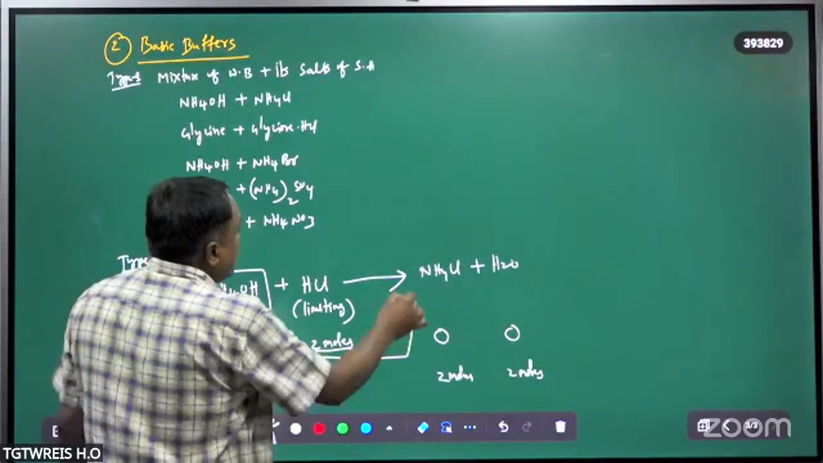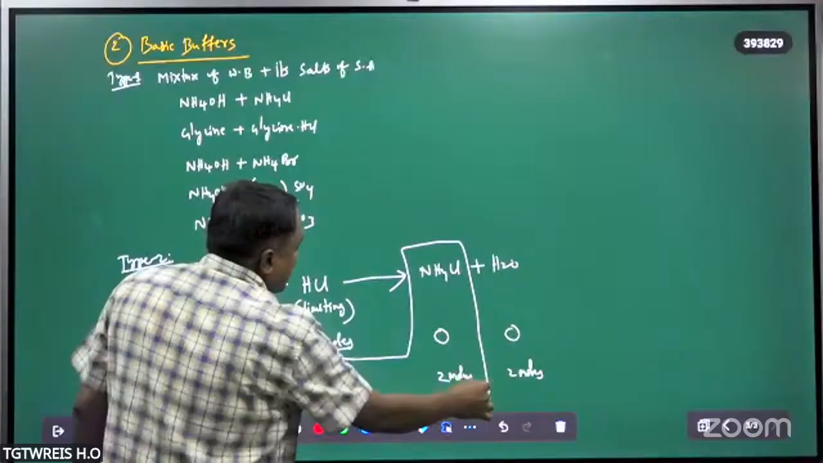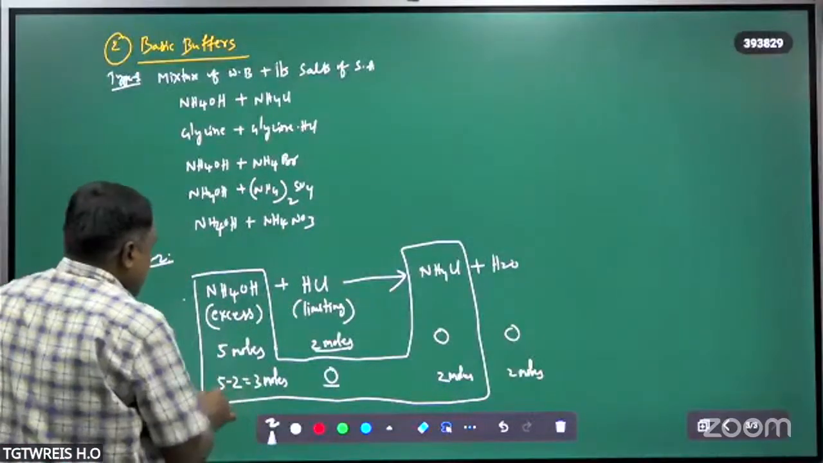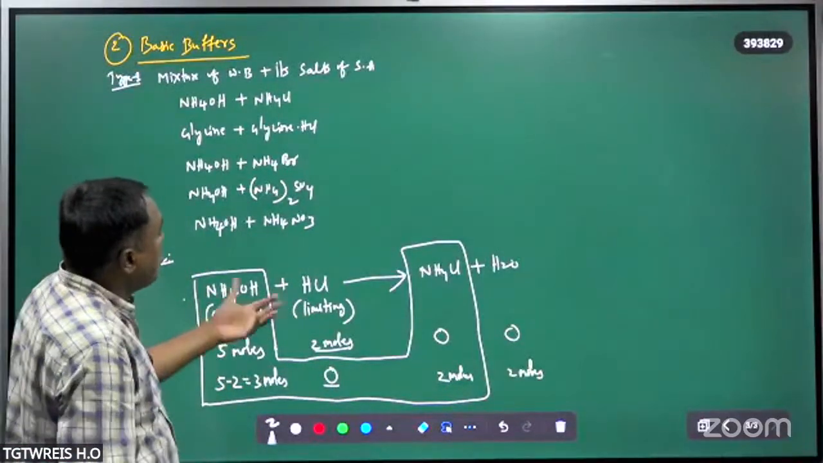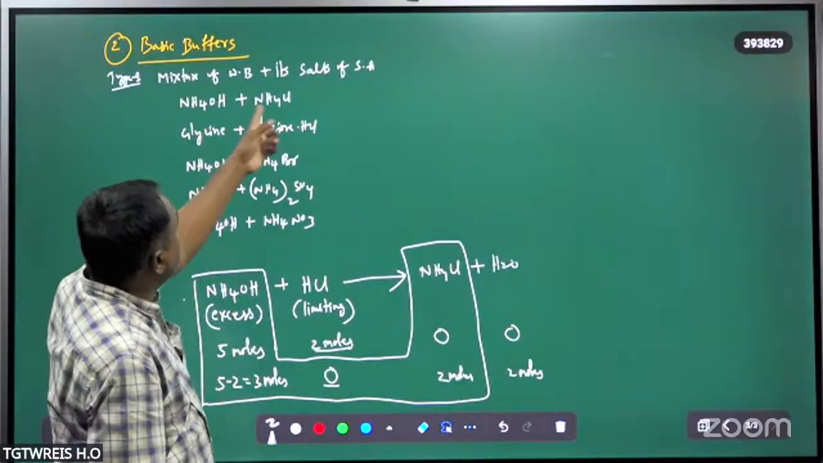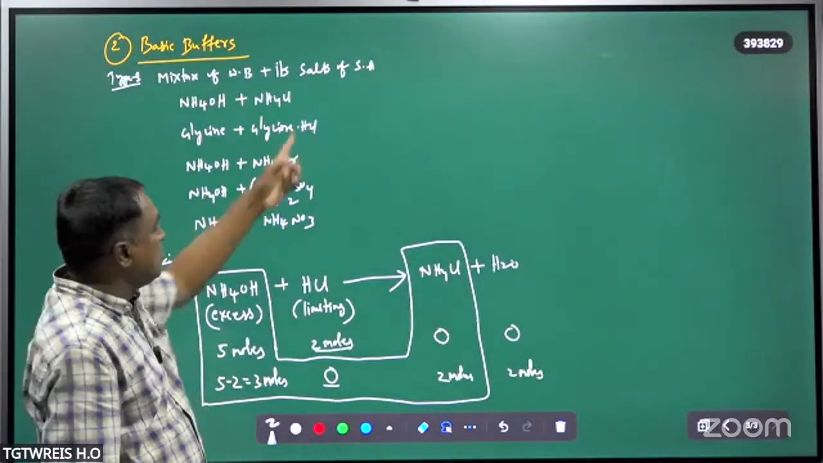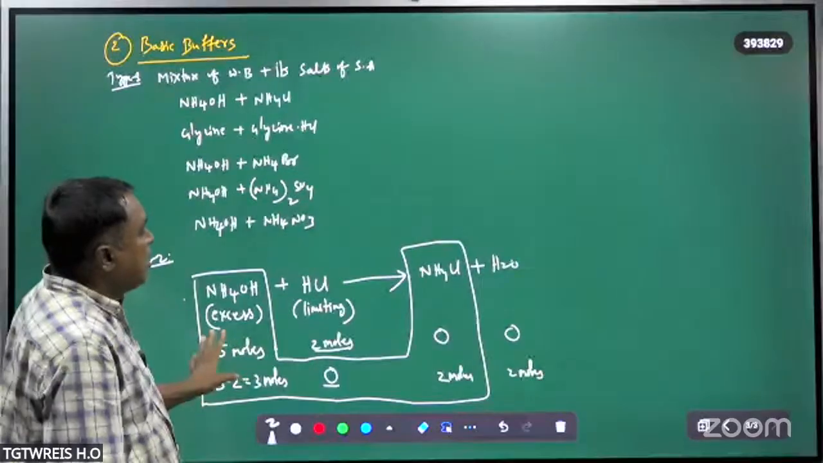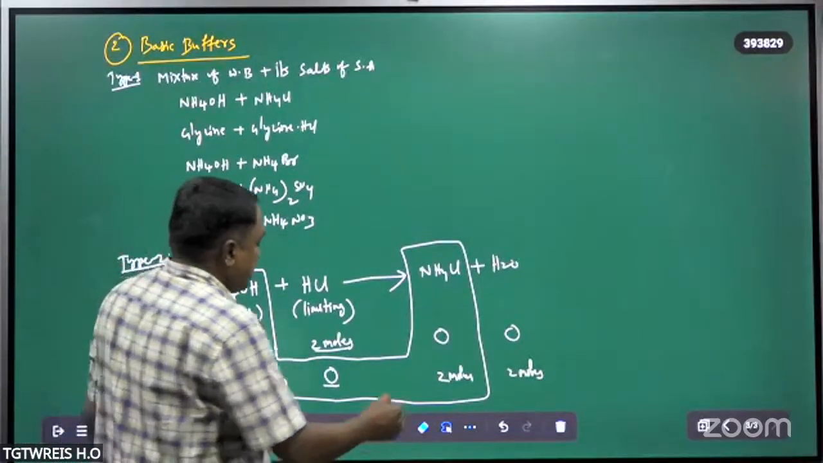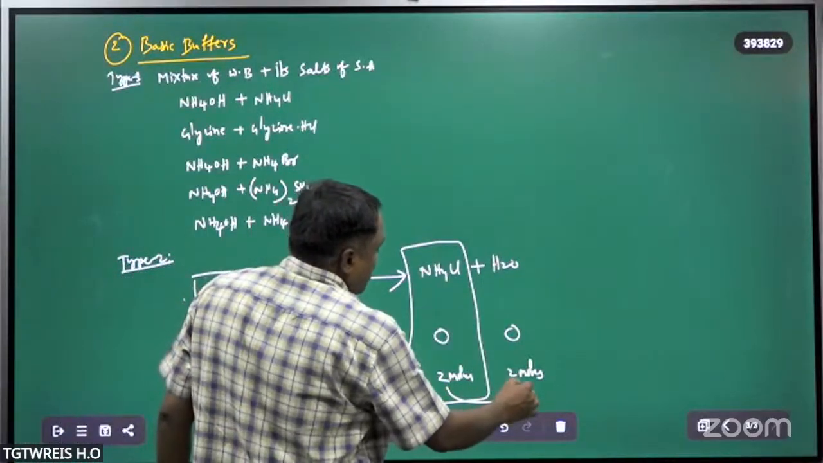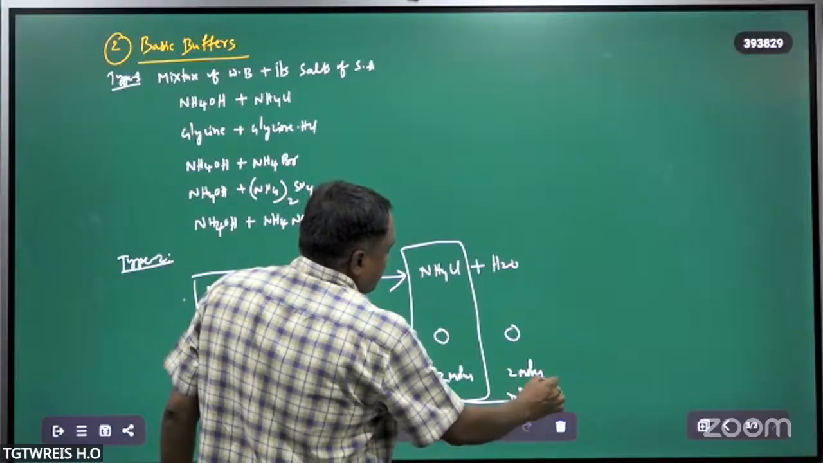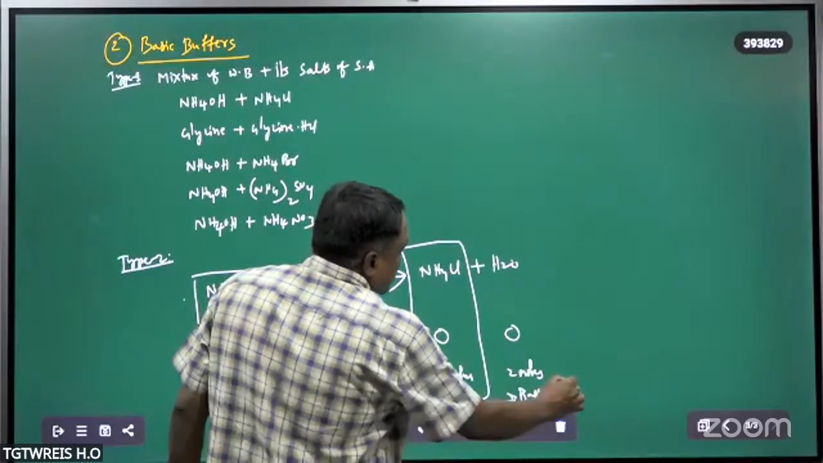Now what is this acting as in total? One basic buffer. So ammonium hydroxide and ammonium chloride, this is the ammonium hydroxide, ammonium chloride combination. So what will this be acting as? This is the basic buffer solution.